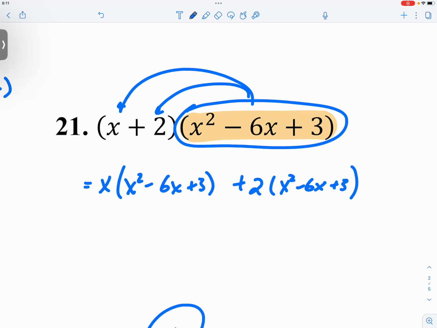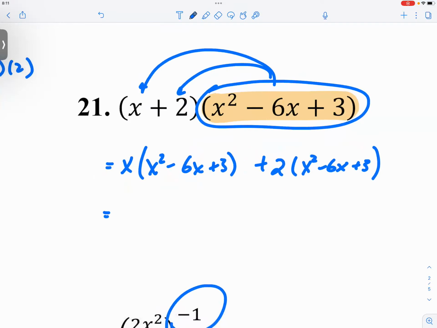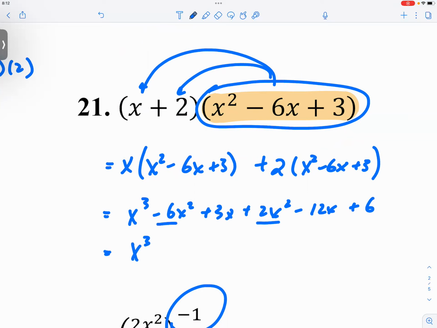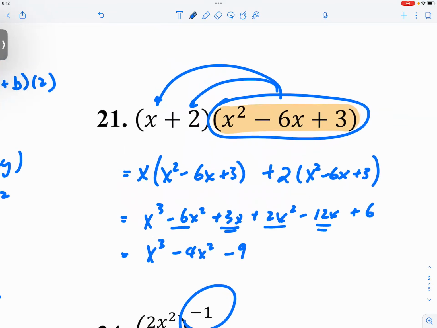Instead of thinking about distributing 3 times, I can just think about distributing 2 times. And then you have x cubed minus 6x squared plus 3x plus 2x squared minus 12x plus 6. X cubed minus 4x squared, and then you have minus 9x and then plus 6. And that should do it.